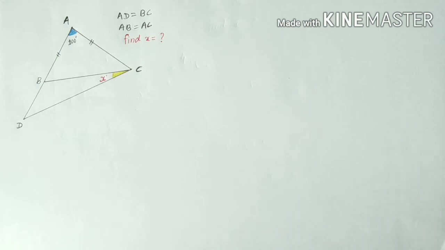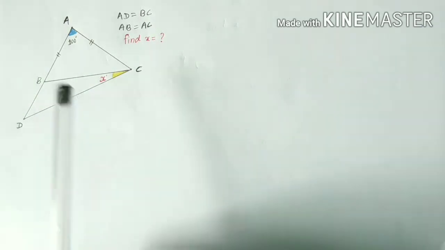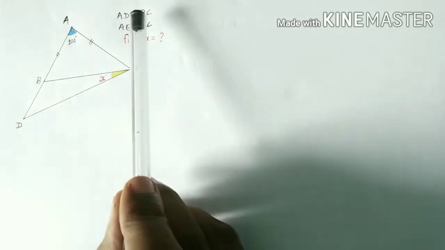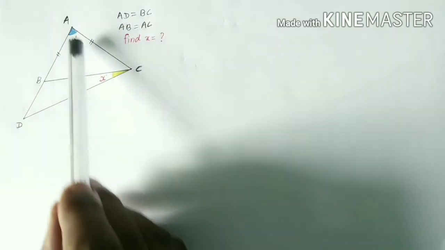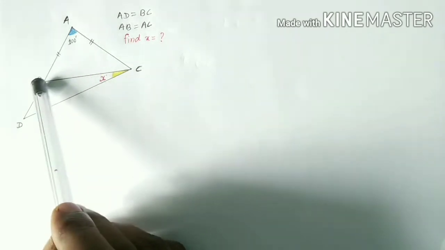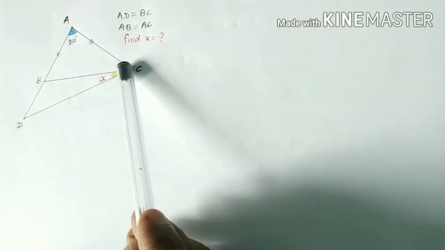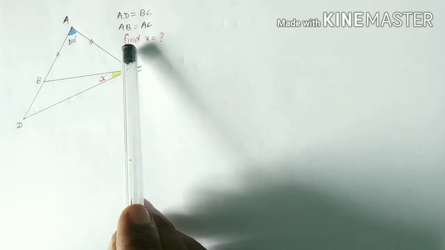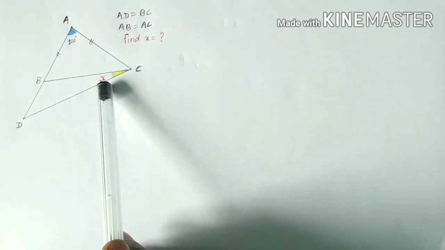So the question is, in the given figure, AD side is equal to BC side, AB side is equal to AC side, and it is asked to find x. Find the value of this x.